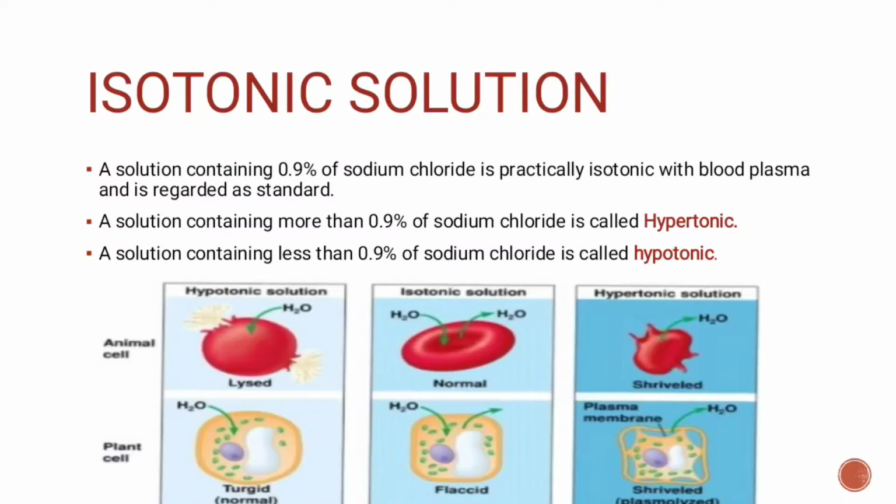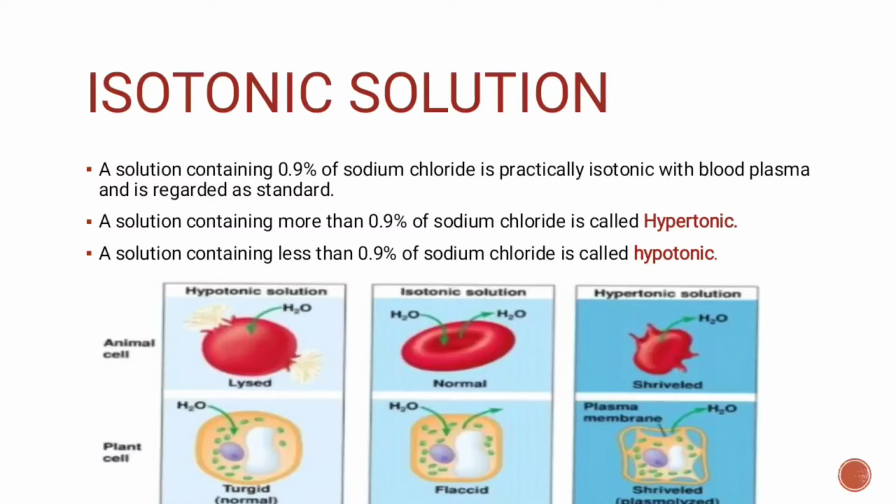And a solution containing more than 0.9% of sodium chloride is called hypertonic. Hyper means more than 0.9% of sodium chloride is called hypertonic. If a solution containing less than 0.9% sodium chloride is called hypotonic. Hypo means less than 0.9% means hypotonic, more than 0.9% means hypertonic.